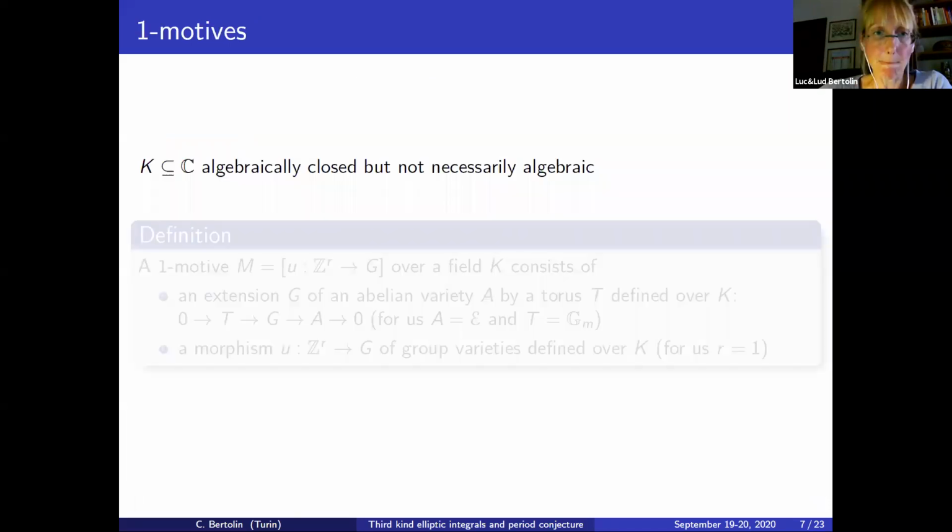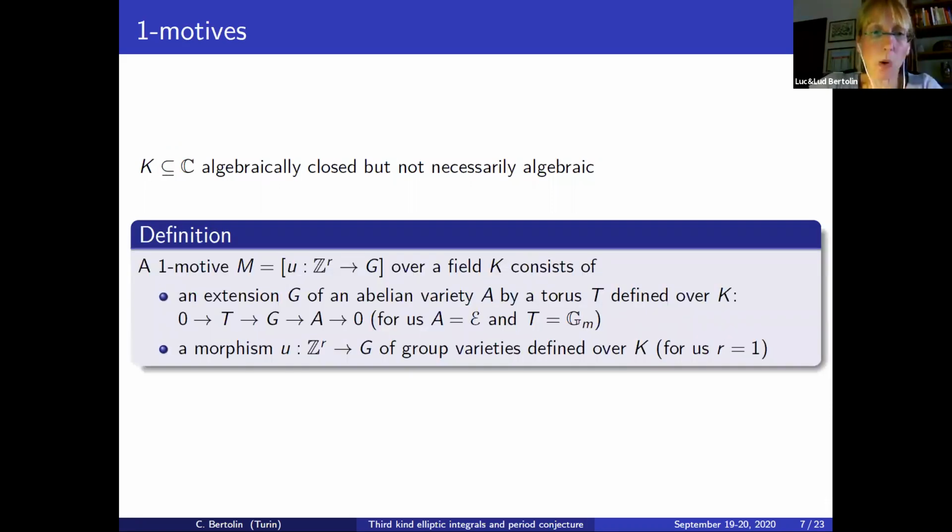Now I need the definition of 1-motive. I will give it for an algebraically closed subfield of C, which is not necessarily algebraic. So any subfield of C is fine. So a 1-motive is an object like this, M equal to a length one complex. So it is just an arrow from Z^r to a semi-abelian variety, to our extension of E by Gm. And everything should be defined over K.